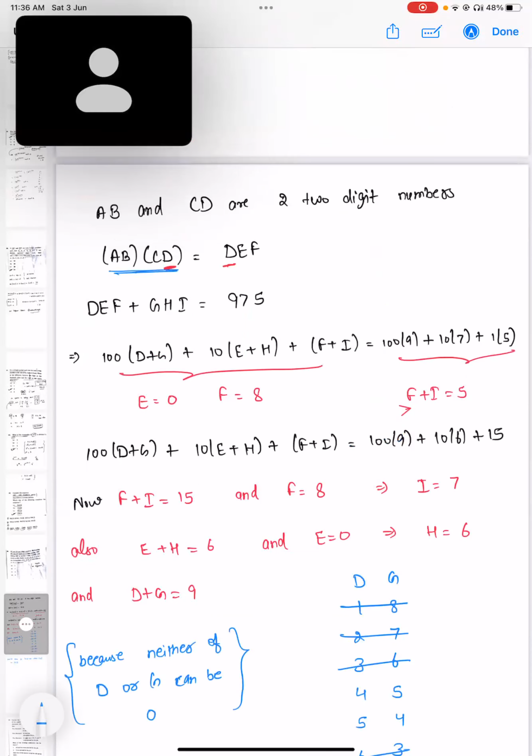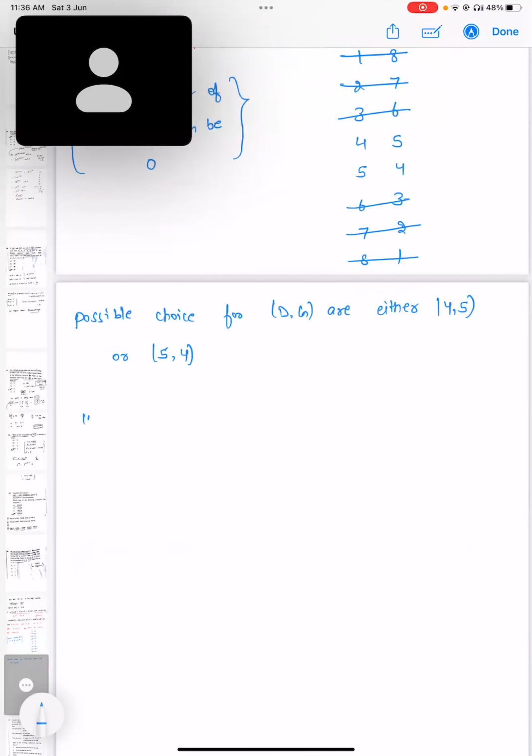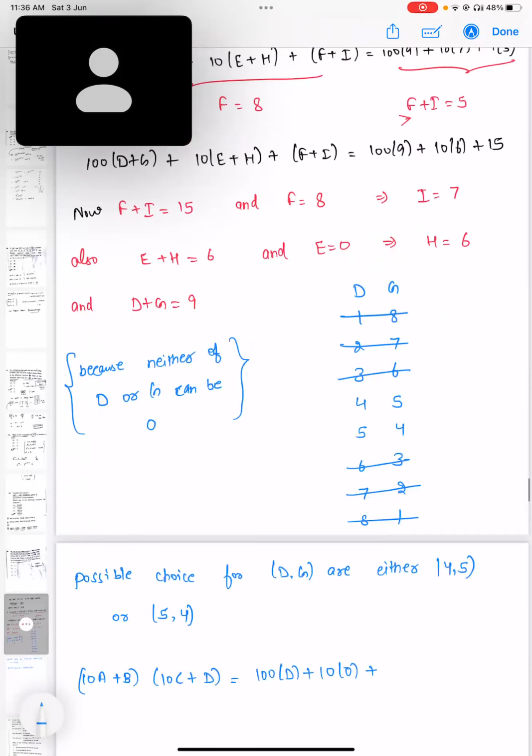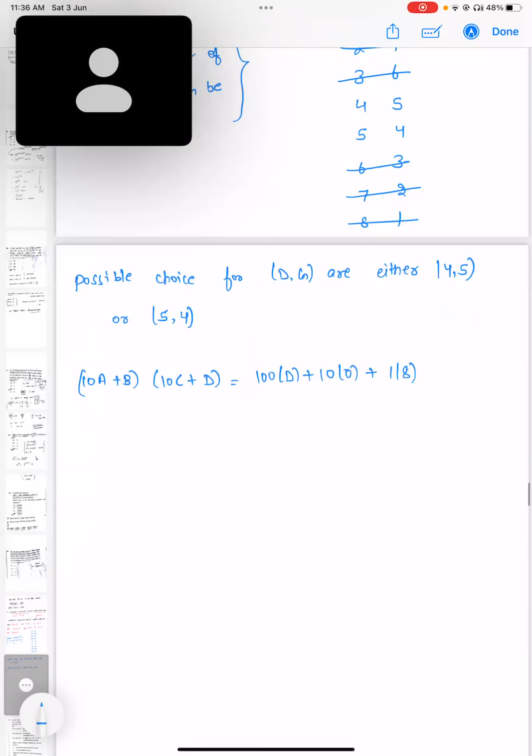AB into CD is equal to DEF. So let us use this equation now. (10A plus B) into (10C plus D) is equal to 100 times D plus 10 times 0 plus 1 times 8. So this implies 100 times AC plus 10 times (AD plus BC) plus BD is equal to 100 times D plus 10 times 0 plus 1 times 8.